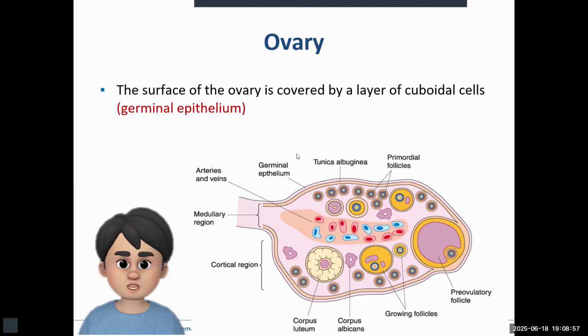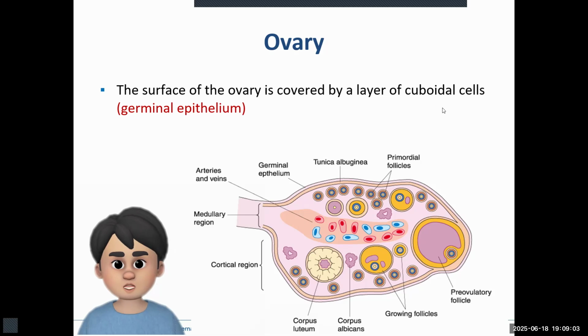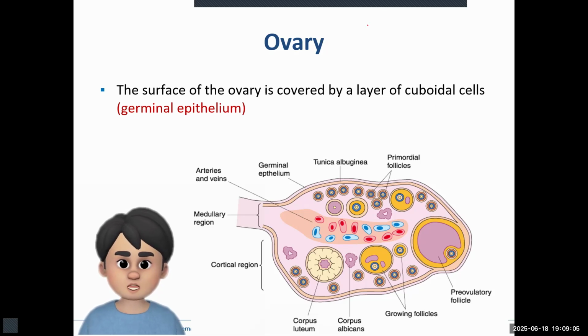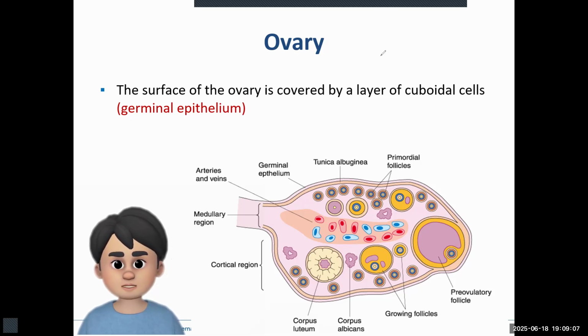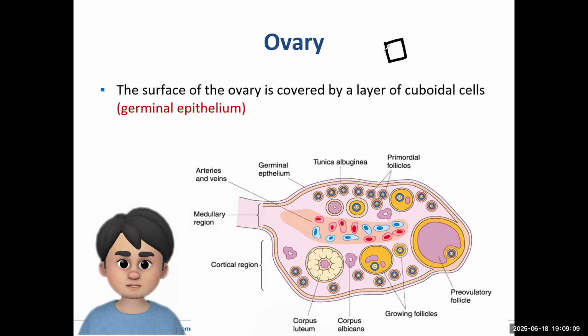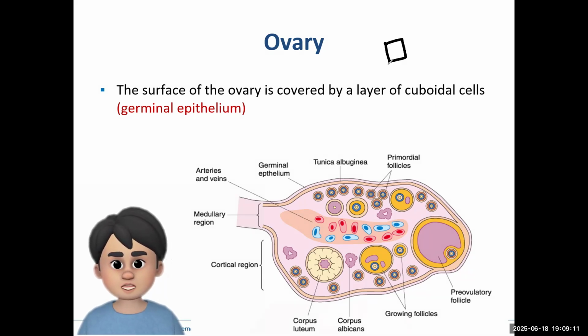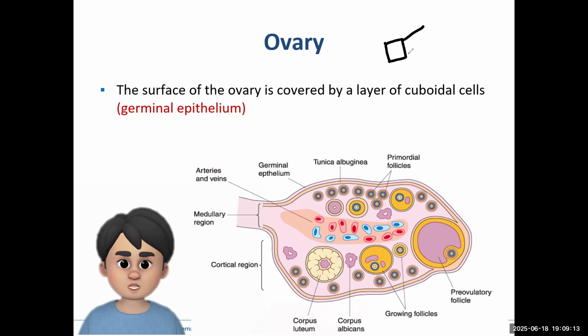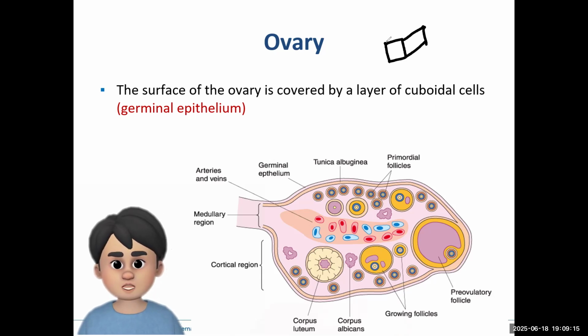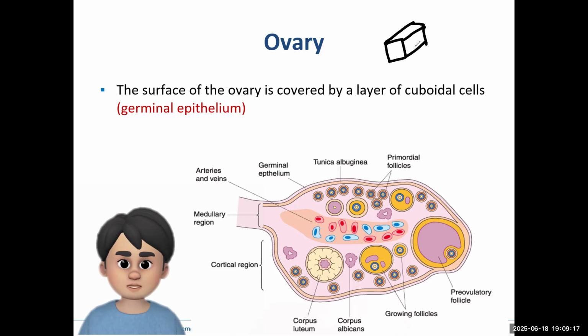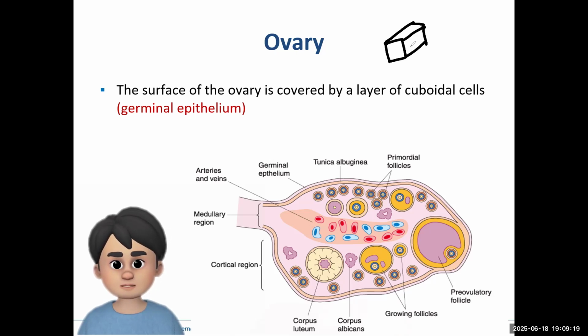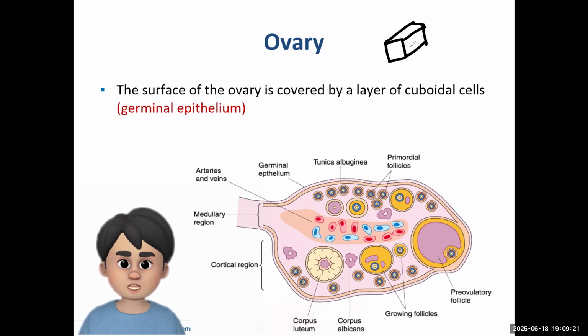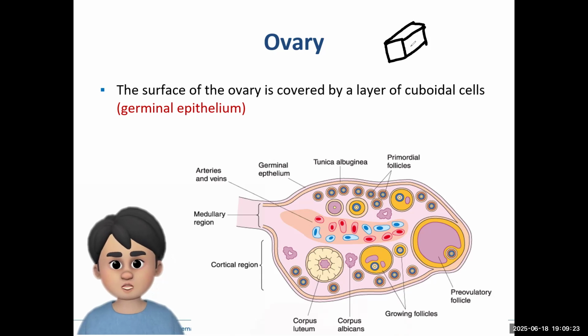Now, the surface of the ovary is covered by a layer of cuboidal cells. Cuboidal cells are epithelial cells. Cuboidal means something like a cube. It is just like a cuboidal shape.